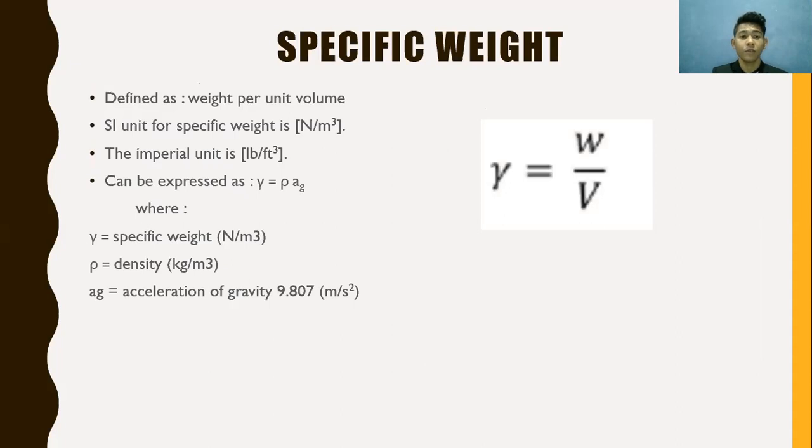Next is specific weight. Specific weight can be defined as weight per unit volume. The SI unit for the specific weight is Newton per meter cube. It also can be expressed as density times acceleration of gravity.